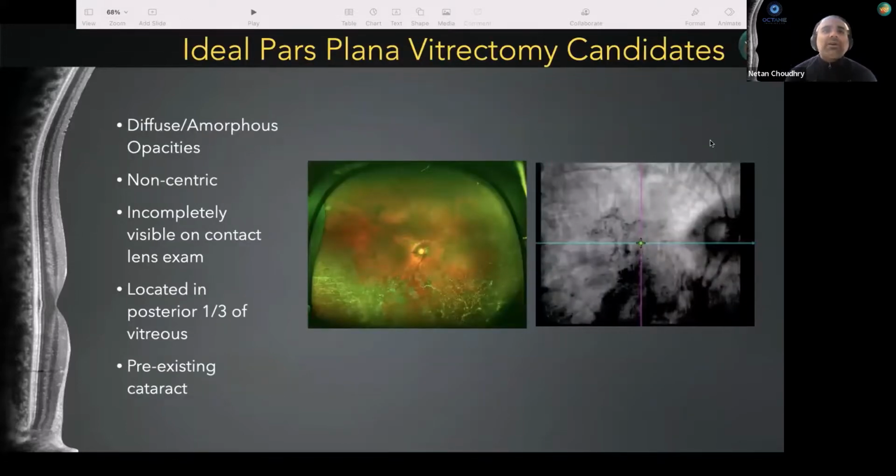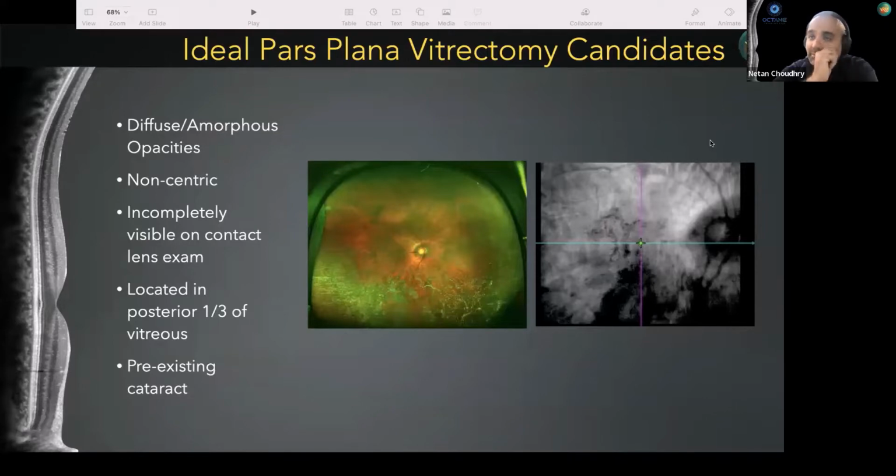I think it's kind of incumbent upon us as retina surgeons to also comment about this. And as Paul said, yes, it's not a competition. We're not competing vitrectomy with YAG vitreolysis. It's always ideal to do the less invasive procedure on the patient when it's appropriate. So in my experience, diffuse amorphous opacities that are non-centric, or incompletely visible on examination, are difficult to access with the laser. If they're located in the posterior 1/3 of the vitreous, that can be quite challenging to laser, and or if they have a pre-existing cataract.